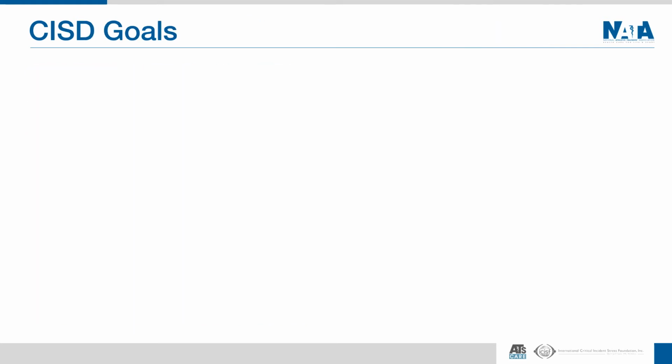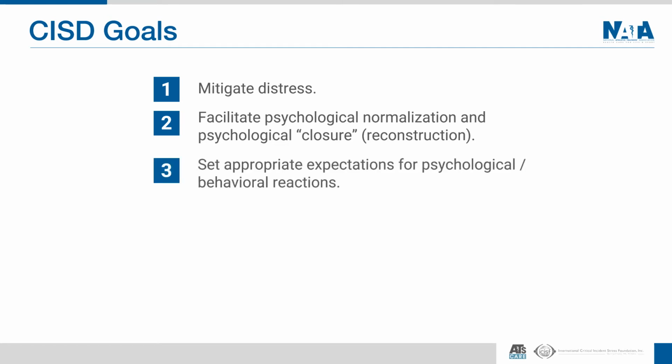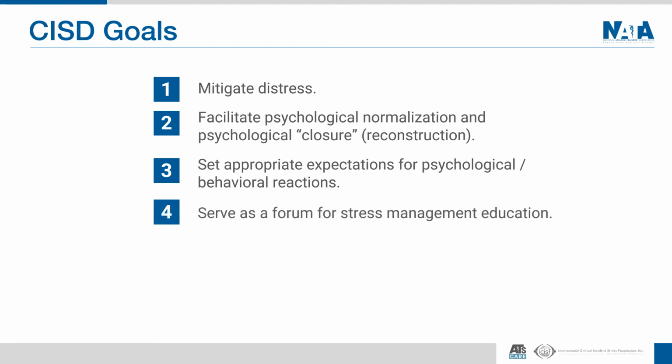What are we trying to do as a CISM team when we're conducting a debriefing? We want to mitigate the distress. We want to facilitate psychological normalization and closure or reconstruction of an individual's normalcy. We want to set expectations for psychological and behavioral reactions. This way, individuals know what may or may not take place.